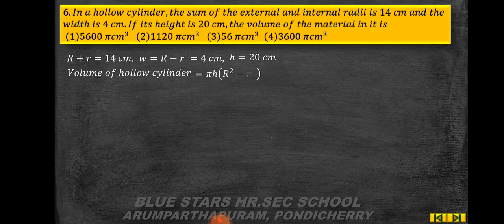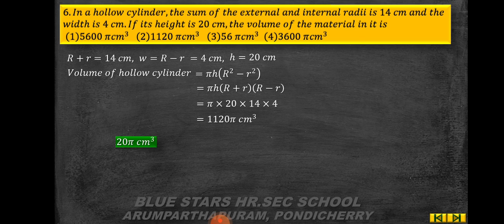Volume of hollow cylinder is equal to pi h into capital R square minus small r square, which is equal to pi h into capital R plus small r into capital R minus small r, because we split it in the form of a square minus b square, which is nothing but a plus b into a minus b. That is equal to pi into 20 into 14 into 4, which is equal to 1120 pi centimeter cube. So the correct option is option 2 and the answer is 1120 pi centimeter cube.